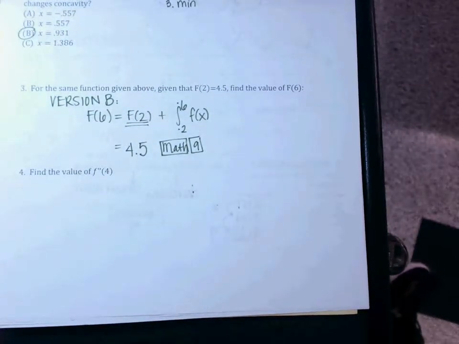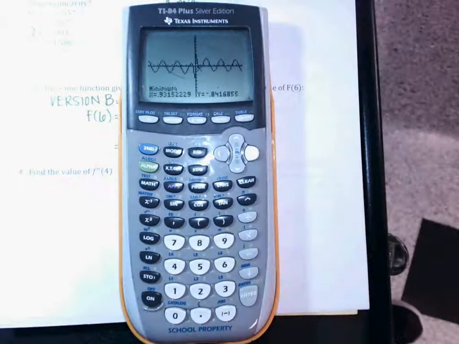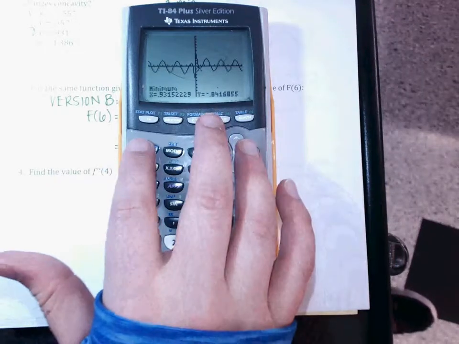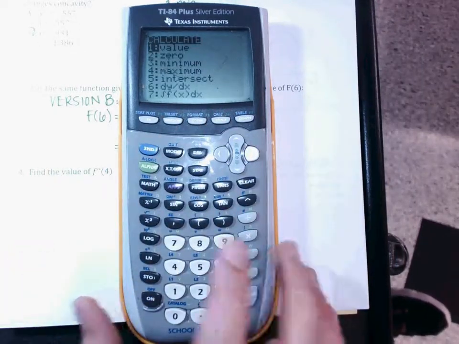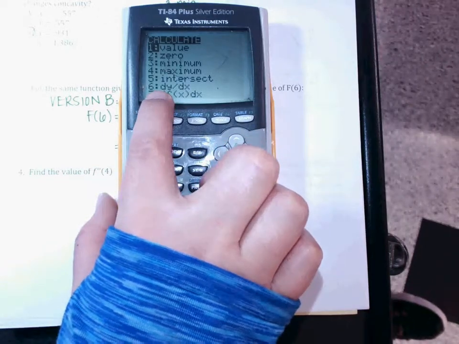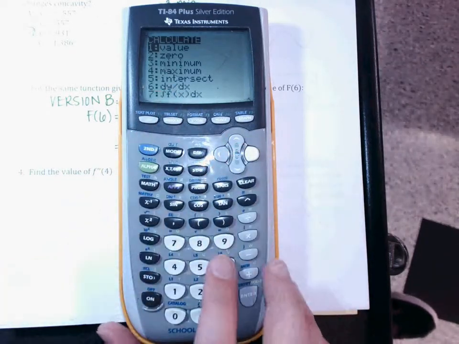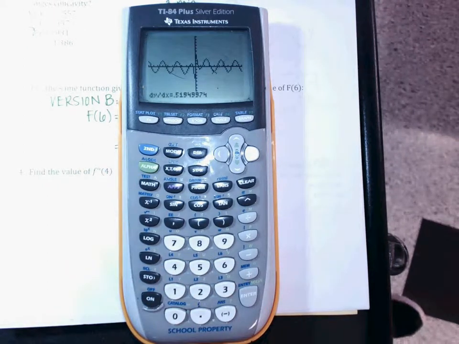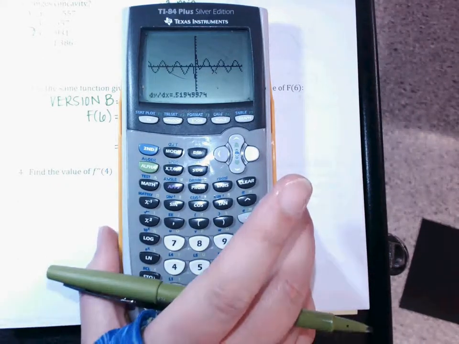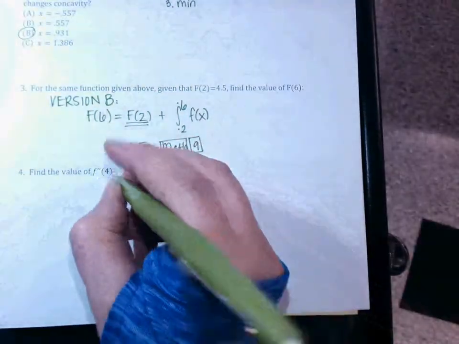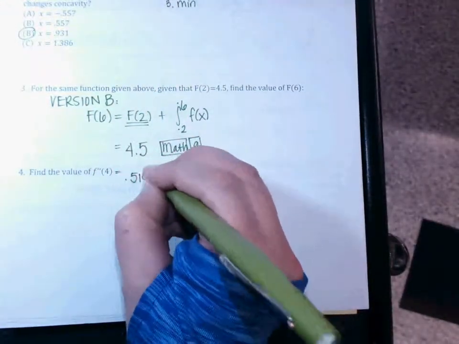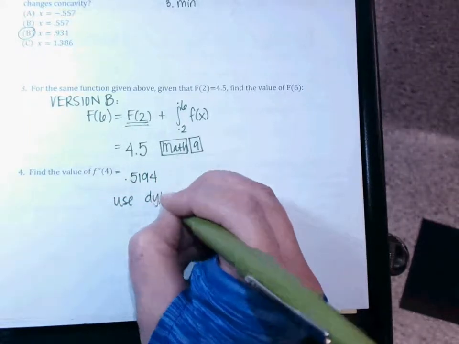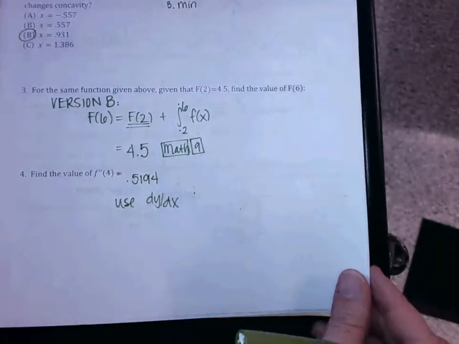If you want f double prime at 4, what would that be? What would you need to do in the calculator? Can do dy/dx. Yep, second trace, and then if you do option 6, that's the derivative. You could also use math 8, it doesn't matter. Either one of those would be good. But if this is f prime, then you would be doing it at 4. And actually in the graph it's pretty fast. So 0.5194. And you would be using the dy/dx feature in the graph. Make sense?